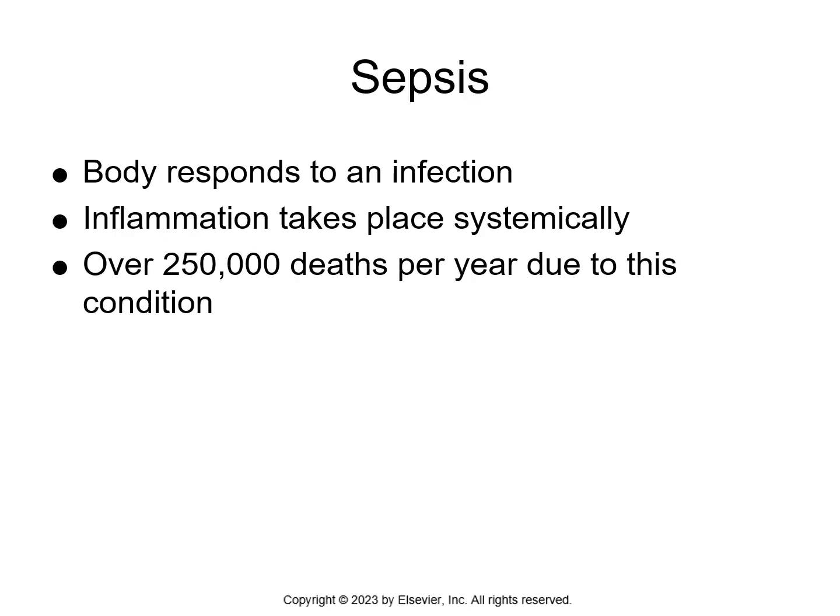So sepsis is an infection that the body responds to. It's a systemic infection. Inflammation will take place systemically. Over 250,000 deaths per year are due to this condition. And I'm just going to say this slide is probably based on data from maybe 5 to 10 years ago, so it's probably even more now, but approximately that, which is quite a few people who die from sepsis.